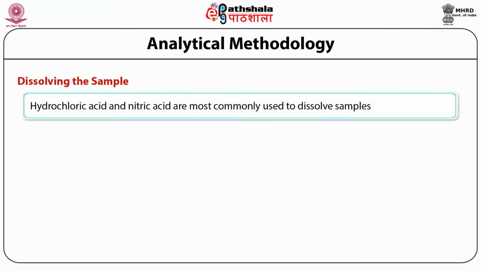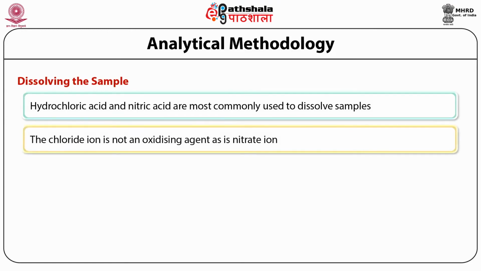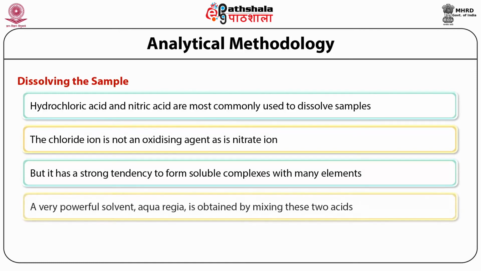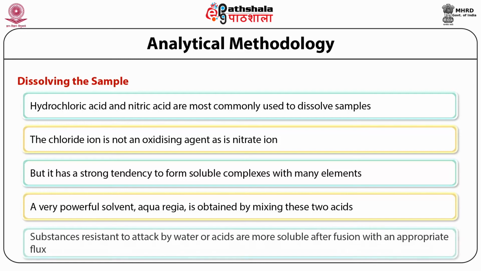Hydrochloric acid and nitric acid are most commonly used to dissolve samples. The chloride ion is not an oxidizing agent as is nitrate ion, but it has a strong tendency to form soluble complexes with many elements. A powerful solvent, aqua regia, is obtained by mixing these two acids.